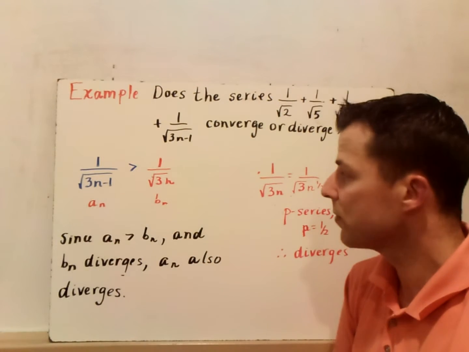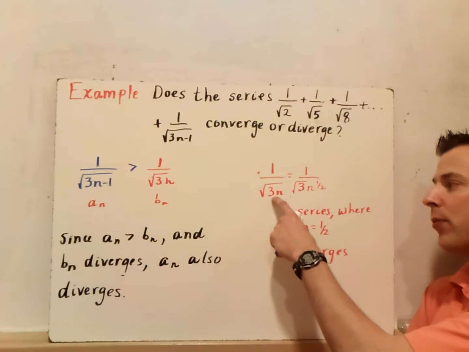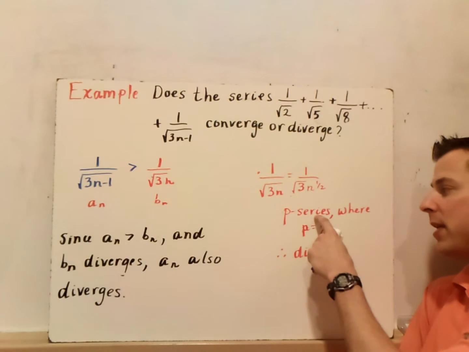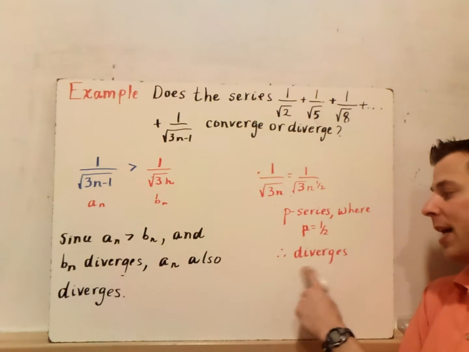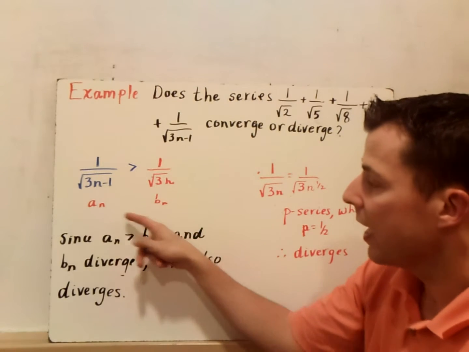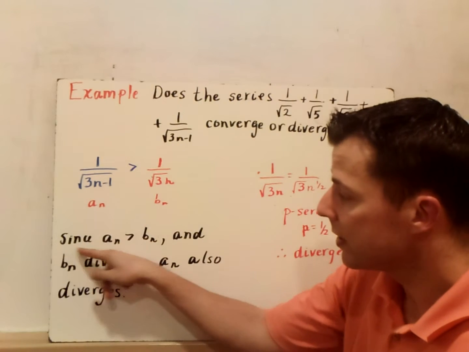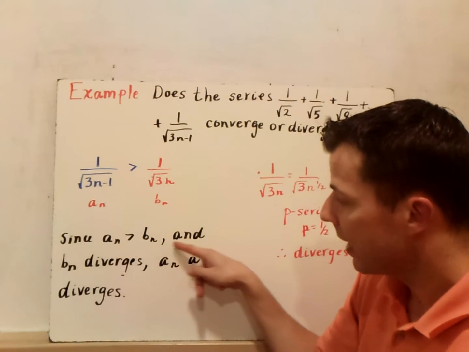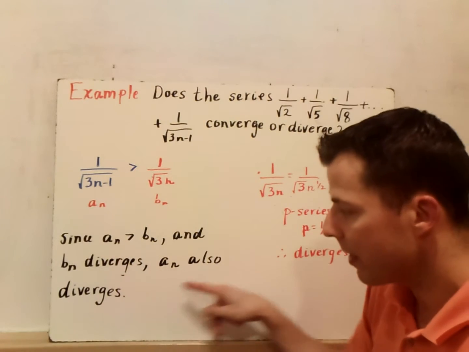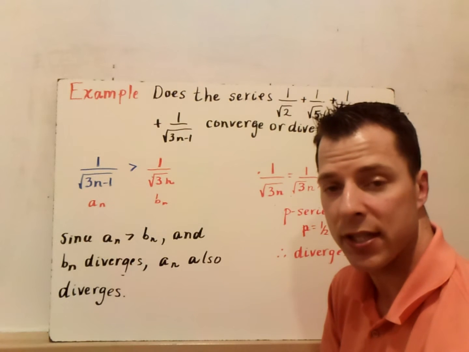It's a linear expression. So I can rewrite this 1 over root 3n as 1 over root 3 times n to the 1/2. This gives me a p-series where p is 1/2. That means this series diverges. So this one diverges. And now we know that a sub n is going to be greater than this. So, since a sub n is greater than b sub n, and the sum of b sub n diverges, it follows that a sub n also diverges, so this series is a divergent series.